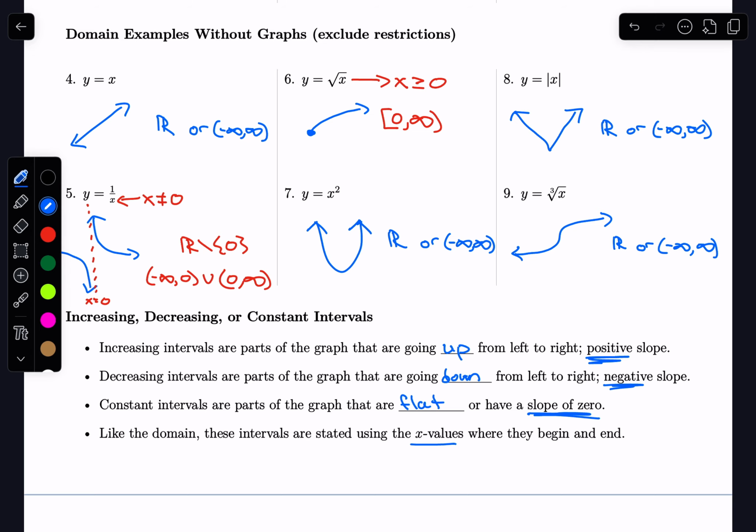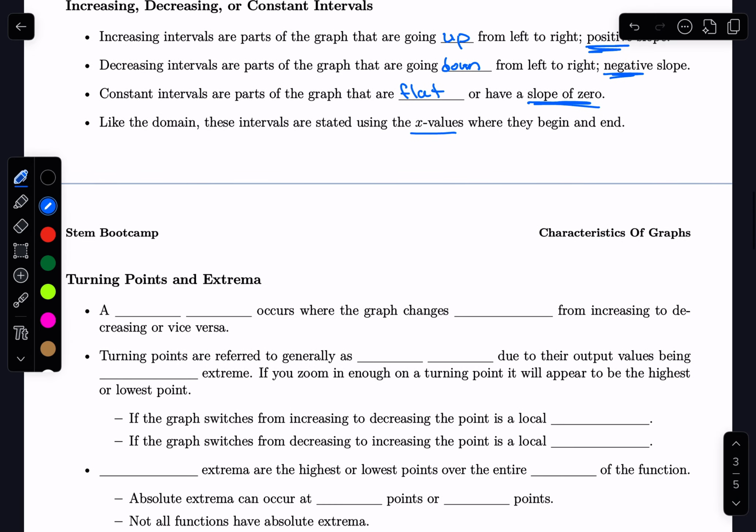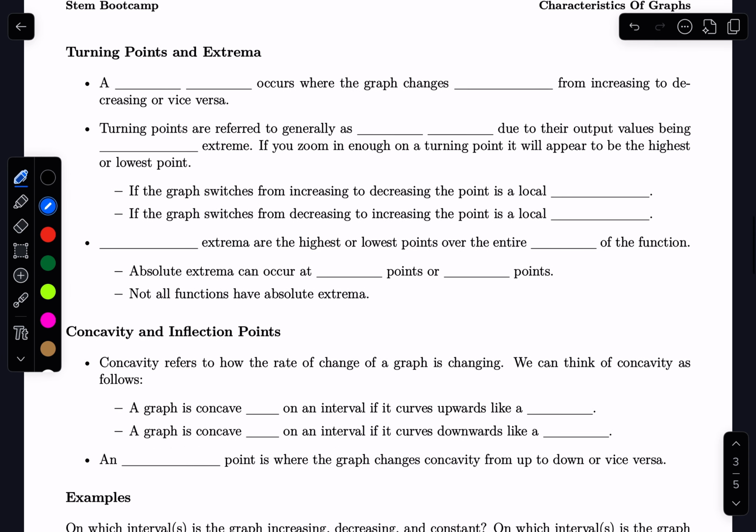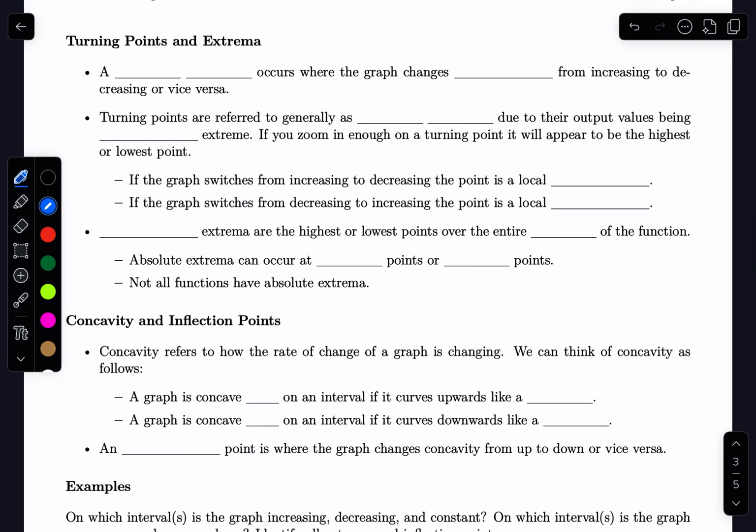So graphs can go up, down, or just stay flat. Along with that, if you're going up and down, you might be changing direction at some point in the middle there. So we have what are called turning points. A turning point is exactly what it sounds like. It occurs where the graph changes direction or changes slope from increasing to decreasing, or the other way around.